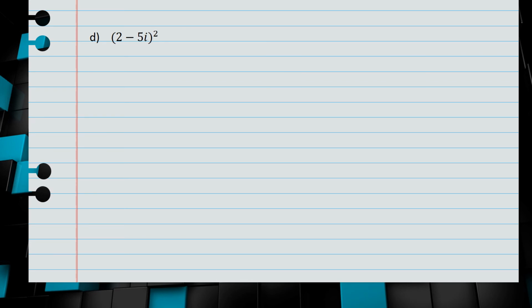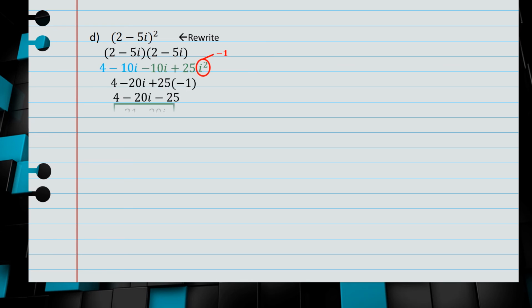For D, we have 2 minus 5i, quantity squared. Well, remember, an exponent means that value times itself that many times, which means we need to take the time to rewrite this. This really means 2 minus 5i times 2 minus 5i. Take a moment now to go ahead and multiply and finish this, and let's see what you find. Hopefully you found the result to be negative 21 minus 20i.